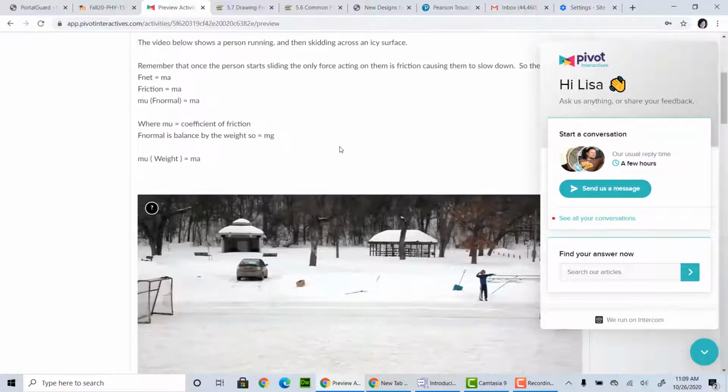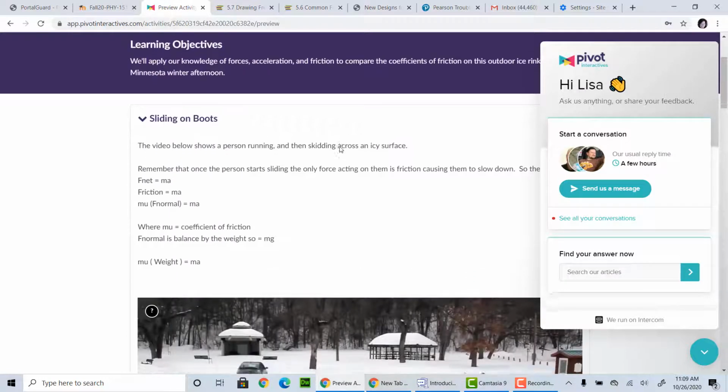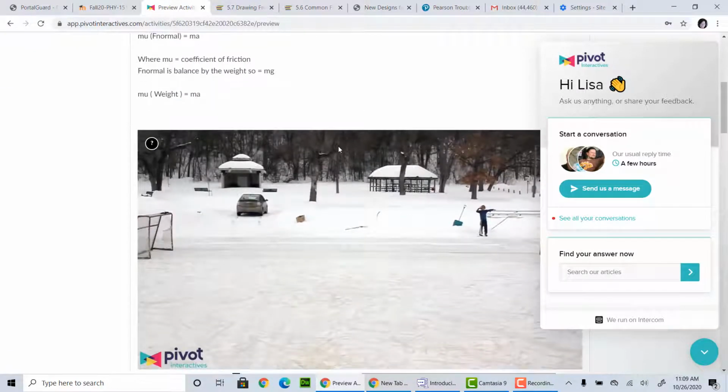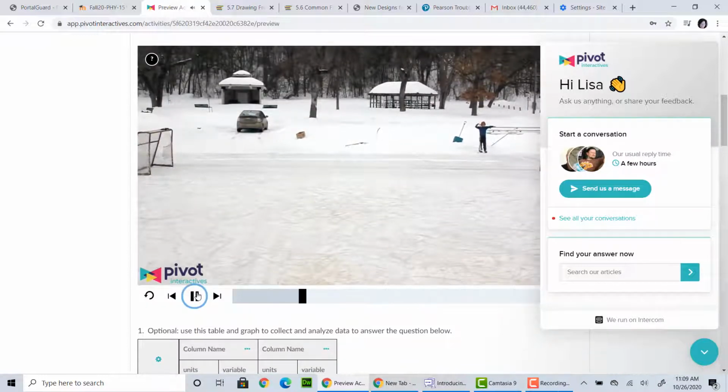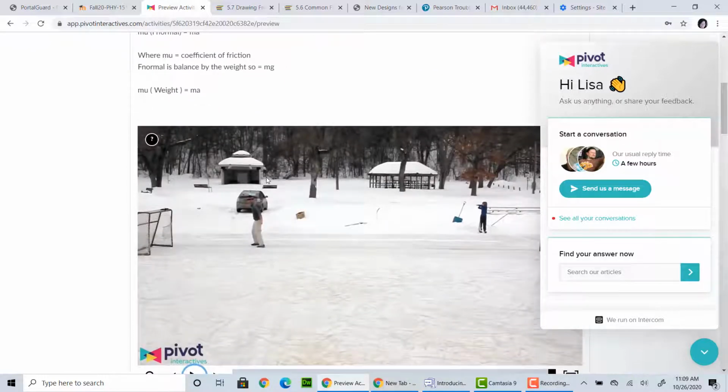All right, so basically, you're going to be watching a video of a Prius coming to a stop on ice. So it starts out at not a Prius, a person. He starts off with a speed, running, and then he slides to a stop on ice. So the only force that's acting on him is the friction force.